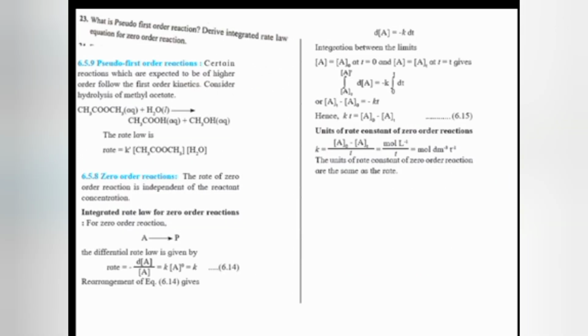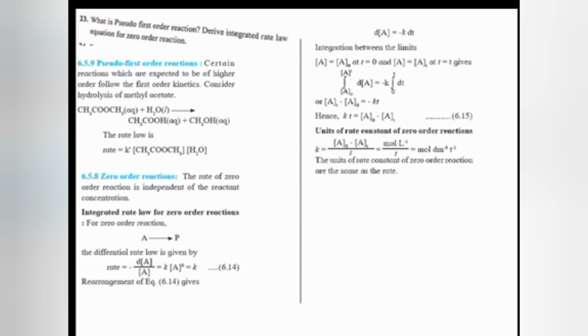What is a pseudo first order reaction? Certain reactions are expected to be higher order but follow first order kinetics, and are called pseudo first order reactions, because one of the reactants is in large excess. Methyl acetate hydrolysis is an example. Hydrolysis of methyl acetate gives acetic acid and methanol as products, but the rate of reaction is independent of the concentration of water, so the rate depends only on the concentration of methyl acetate.